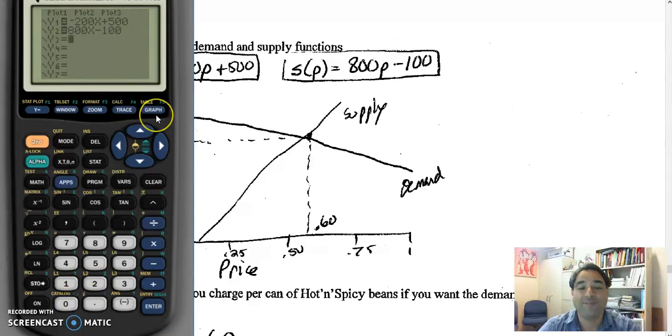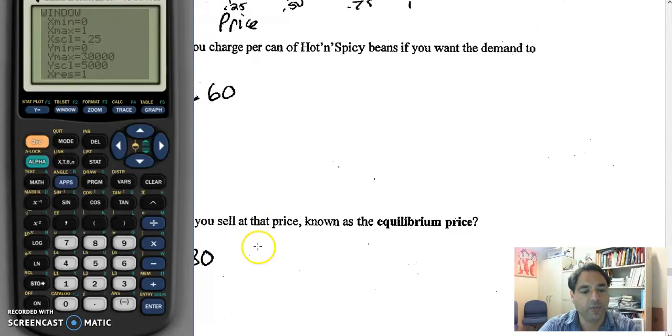Now, if I hit graph, I'm not going to see the lines. You have to understand the problem. In this case, our input is price. So a can of beans we'd expect to be 0 to $1, maybe $1.50, maybe count by 25 cents. As far as how many cans, we literally have to guess unless you plug values into either one to get an estimate. We already know doing it by hand, it's about 380, I think is what we saw.